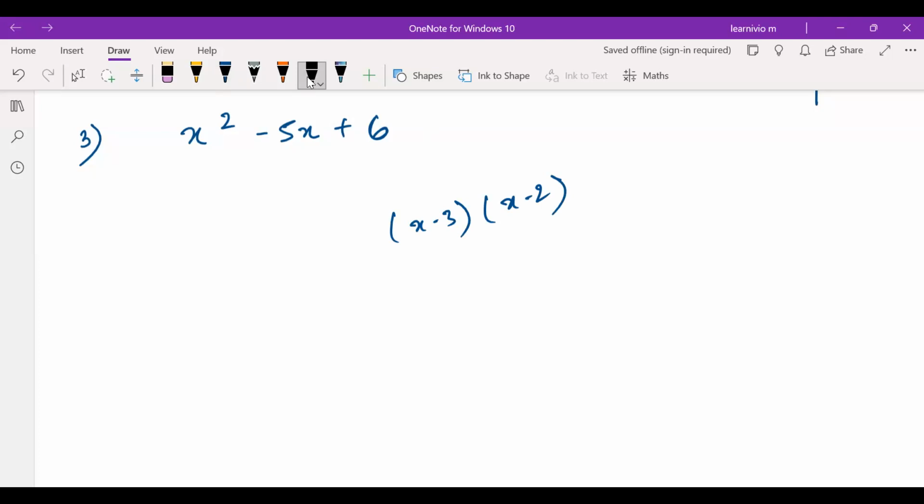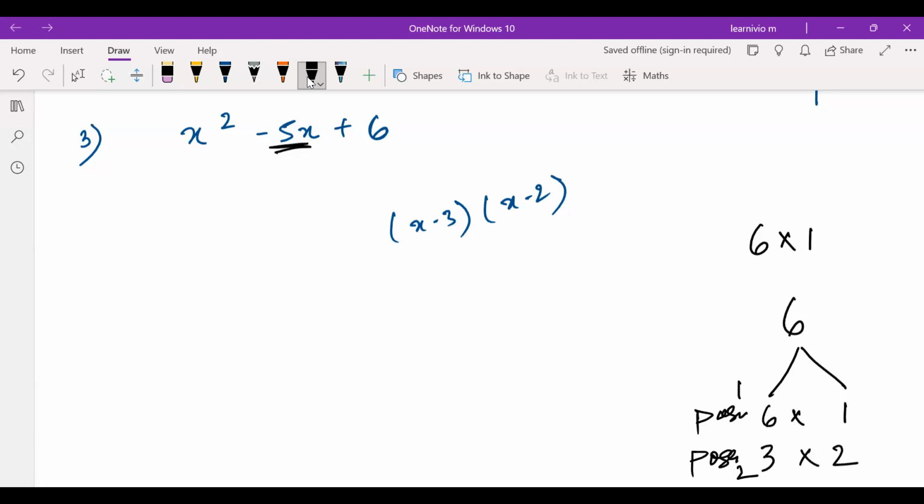We will multiply A and C. A is 1 over here, no worry. 6 into 1 is 6. Now break this 6 by taking two numbers which may be added together or subtracted together to generate this 5. So there are two possibilities. One is 6 into 1, another is 3 into 2. We have to check both possibilities over here.